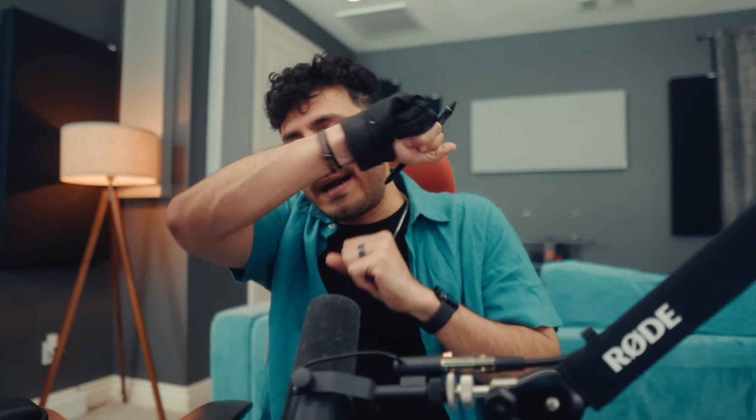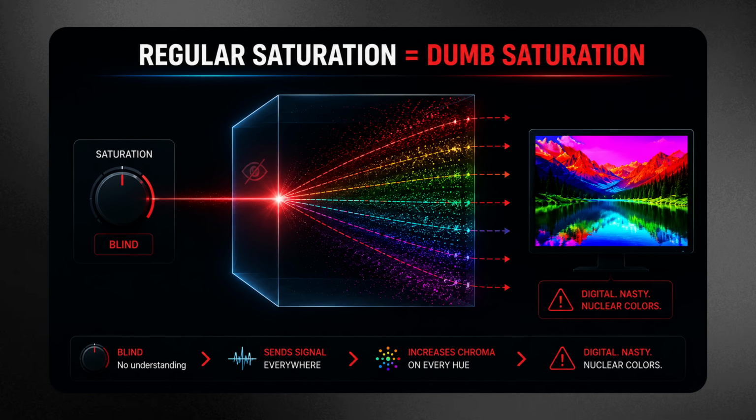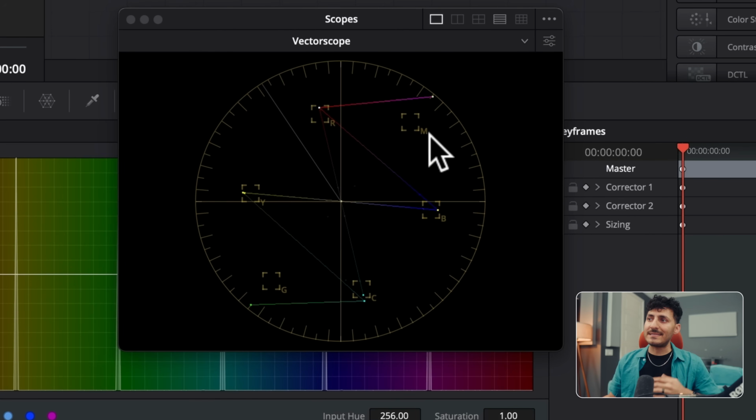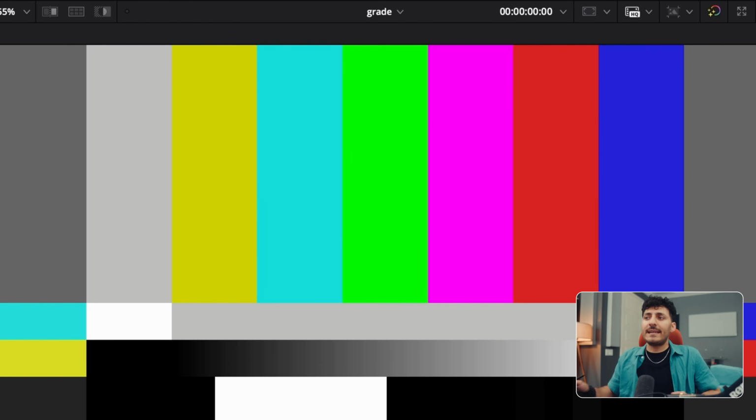Now, what regular saturation does is, it is what I call a dumb saturation. It doesn't have a brain of its own. It doesn't understand which color space you're in. It's just blind, and it's just sending saturation signal everywhere. It's basically increasing chroma on every single hue. And you end up with these nasty digital nuclear colors, right? Like, look at how it was dark before and what it did. It just lifted everything as it added saturation.